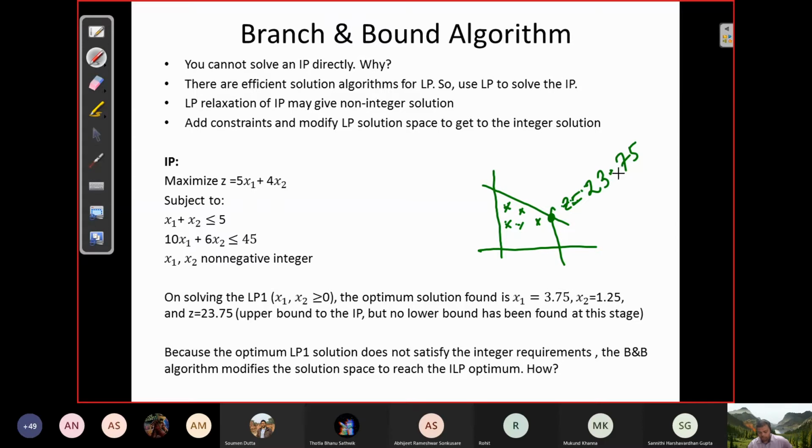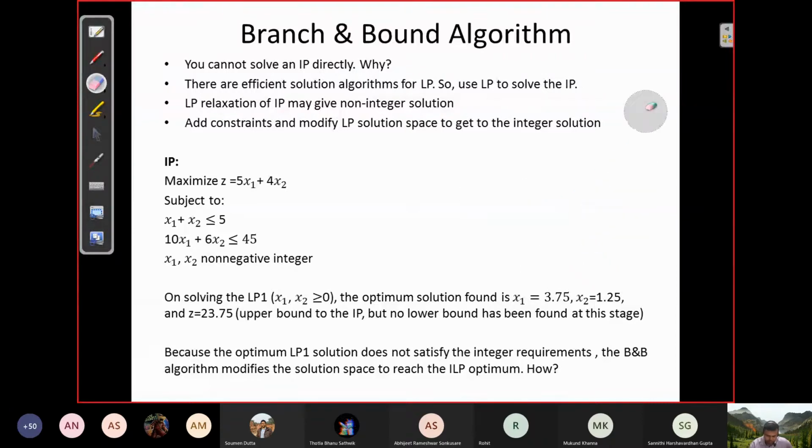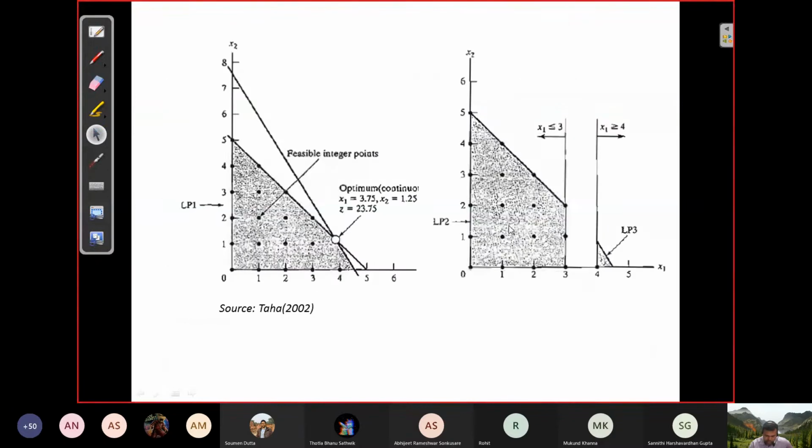The procedure to do that is to choose one fractional variable, one continuous variable, and branch on it. So here, for example, we have chosen x1. Now if you look at this graph, here I have chosen x1. x1 is called the branching variable because we are branching on x1.